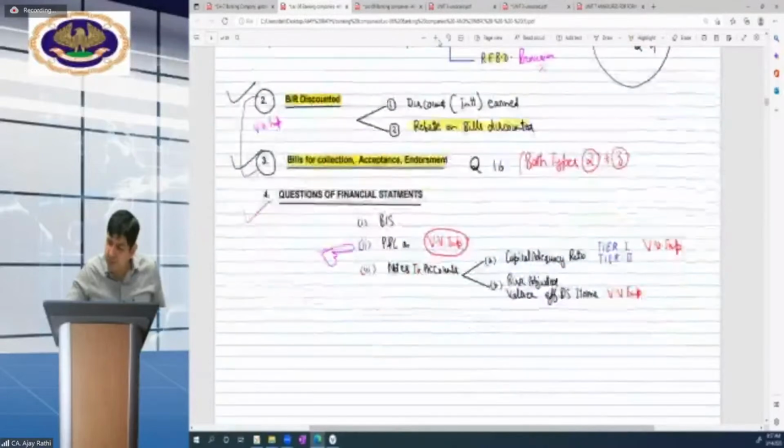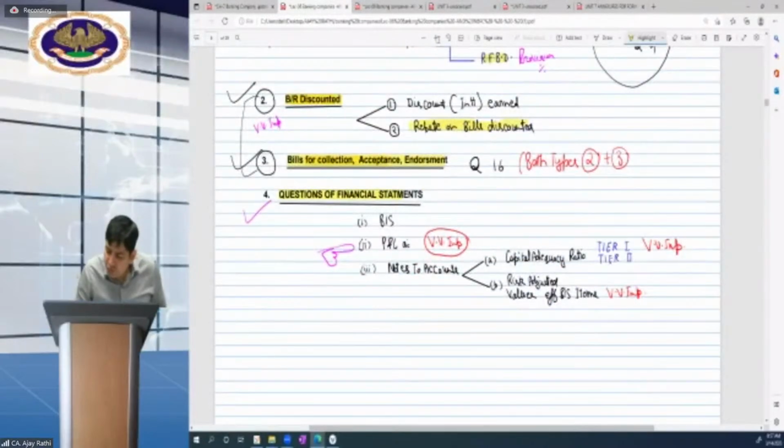Next, and the last, you have practiced questions with financial statements. But in regards to the financial statements, you have practiced the balance sheet and profit and loss account, where you have practiced question number 20, which is the lengthy question. Okay, a comprehensive question. Now it's the turn for one more thing, that is capital adequacy ratio.